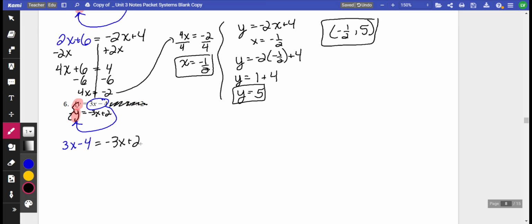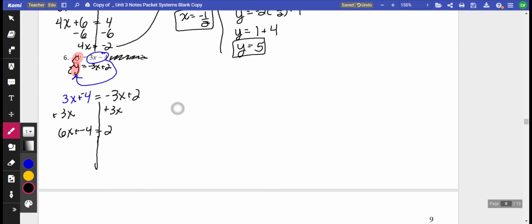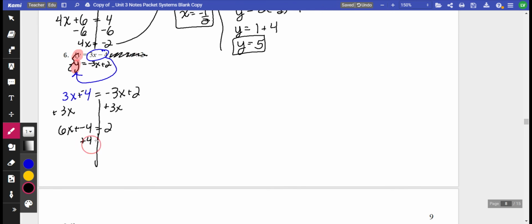Well, this says minus 4, so I'm going to make it into negative 4 and start by adding 3x to both sides. 6x plus negative 4 equals 2. The zero pair of a negative 4 is adding 4. Is it positive 4? So the left side is 6x equals 6. Divide both sides by 6. X equals 1.